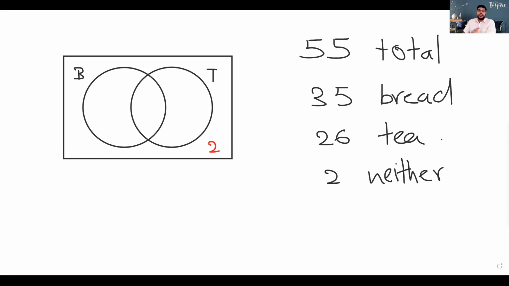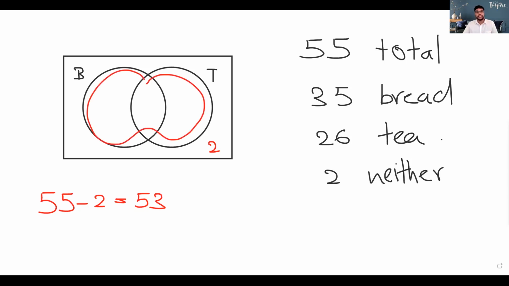So the total is going to be 55. That is correct. So you have to find how many people ate bread and drank tea, so that section that goes in the middle. So let's see how we can calculate it. So children, from the 55 people, let's subtract 2. That gives us 53. So we have 53 people who should go in here. Inside these 2 circles, children, we should have 53 people because we removed 2 of them. 2 of them don't have anything.